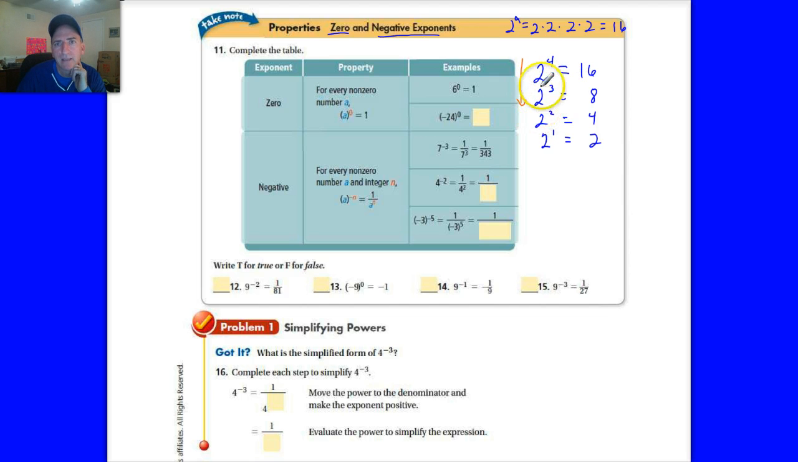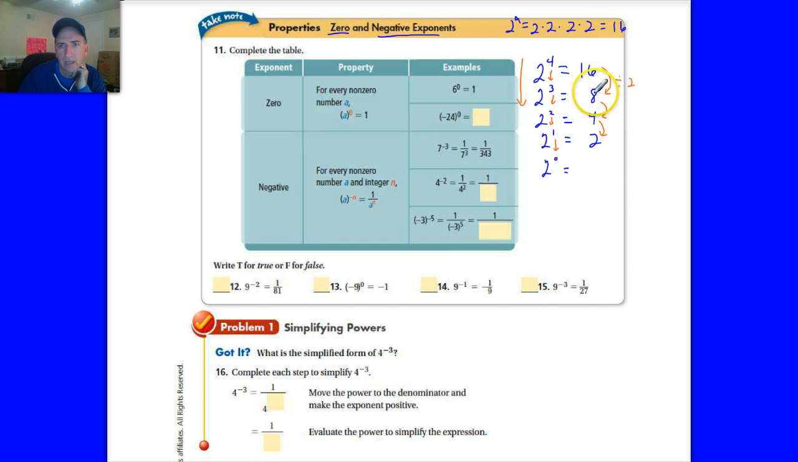Notice I'm keeping the base 2 the same, and notice what happens as I move down the chart: 4, 3, 2, 1. So my next one, if I continued in that pattern, would be 2 to the 0. Going down that chart, I go down 1, down 1. Let's ask ourselves what is happening each time as I go down the list. 16 to 8, 8 to 4, and it's got to be the same. I'm dividing that by 2.